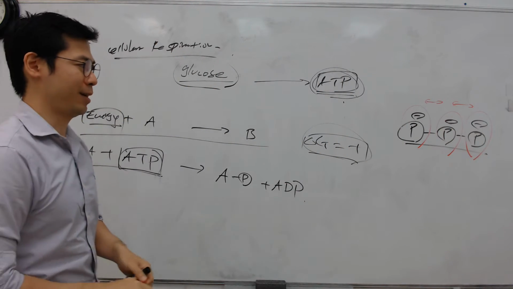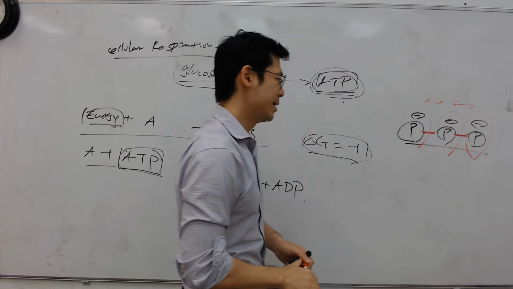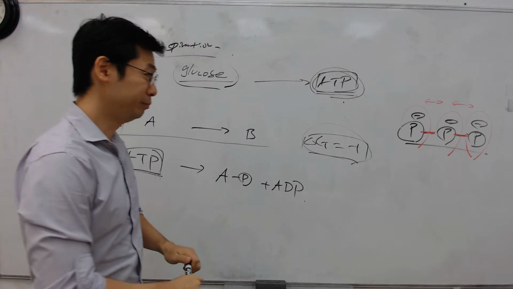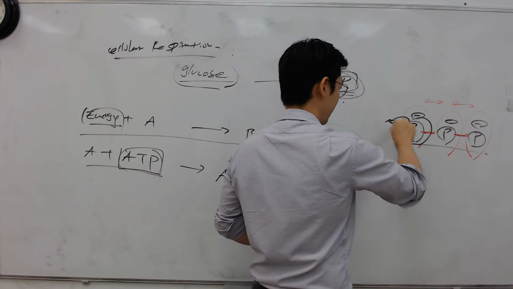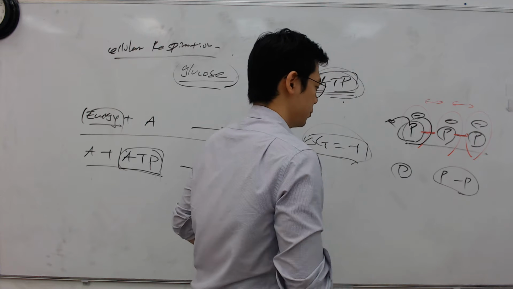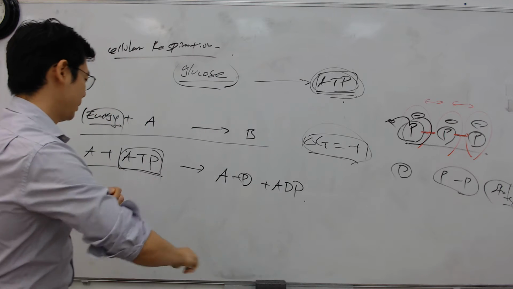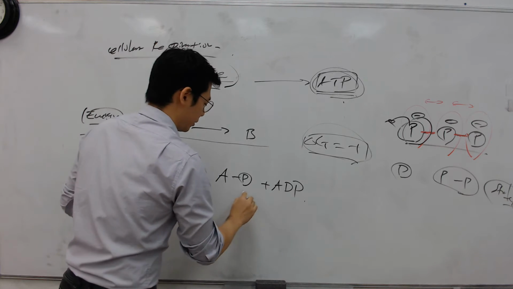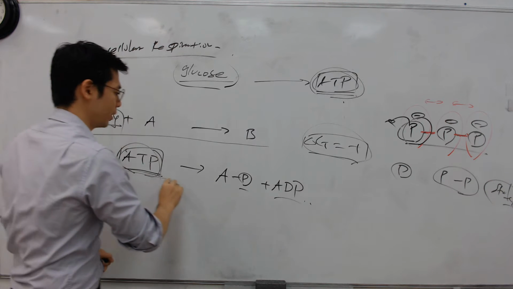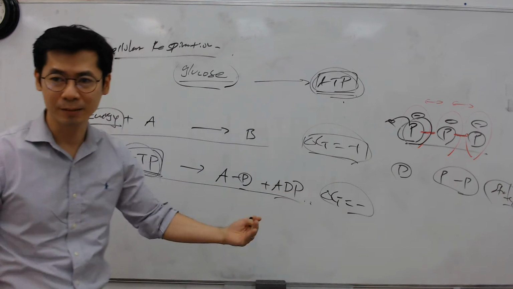Because of that, the bond is relatively unstable. Instability means it has a high potential energy. Now if the third phosphate breaks off, you only have two phosphates left, which is more stable. So ATP breaking into ADP and phosphate gives more stability. This entire process is now exothermic, where delta G is more negative. It gives off heat.